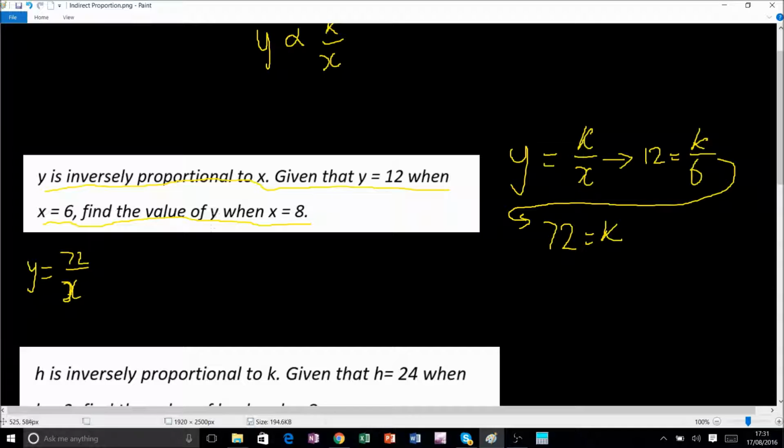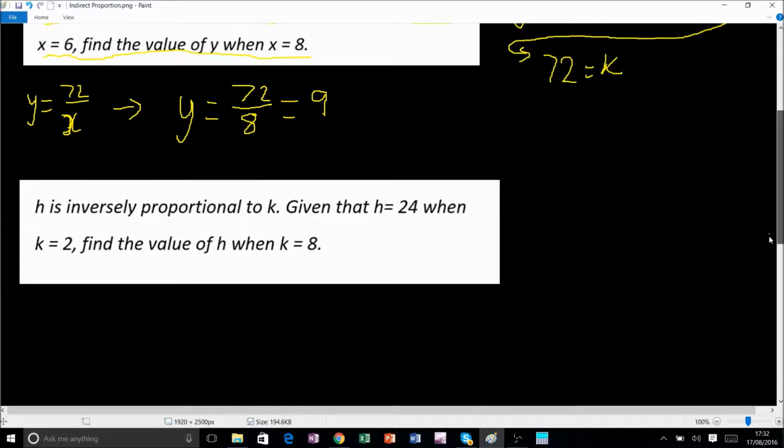Now it says find the value of y when x is equal to 8. So we've got y is equal to 72 divided by 8. 72 divided by 8 is going to give us 9. So when x is equal to 8, y is equal to 9. Okay, so let's go down to another example.